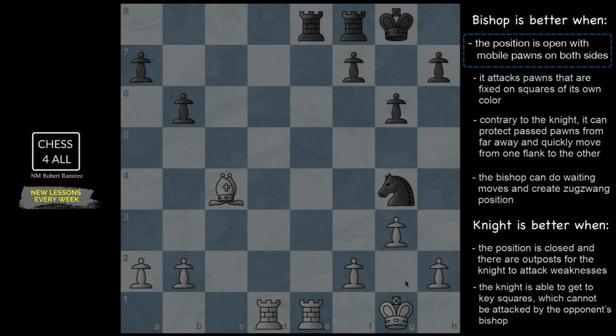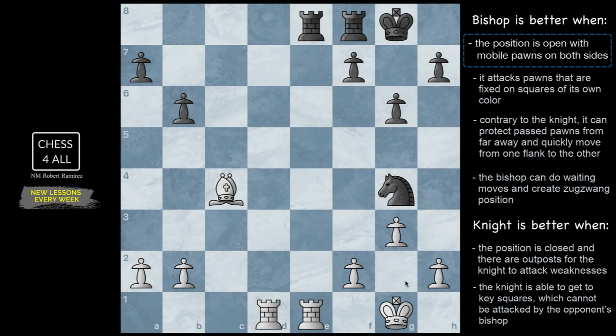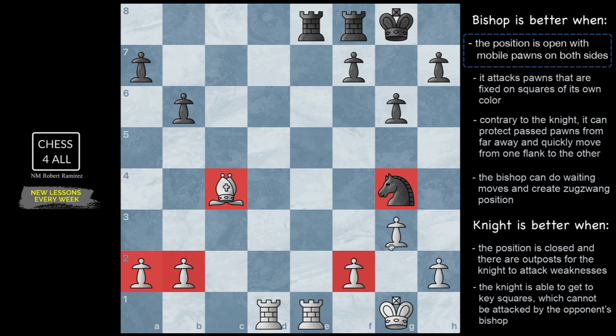Okay, so take a look at this other position. Here, one thing to keep in mind is whether the position is open or closed. As you can see, there are no pawns in the center. This is an open position and the white pieces should be better. Number one, open position, bishop better than the knight. Number two, there are pawns on both sides of the board.